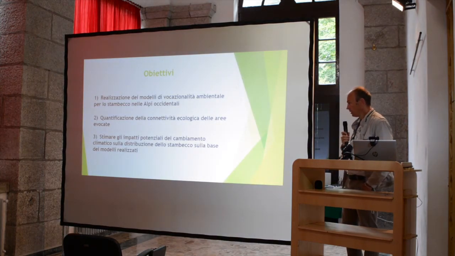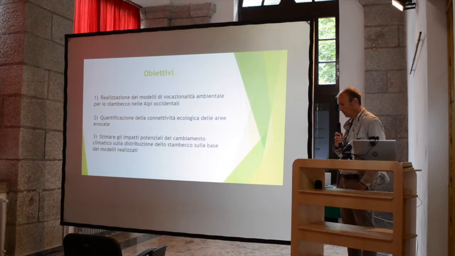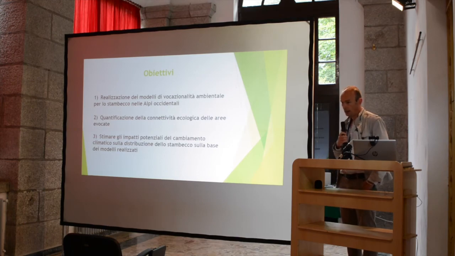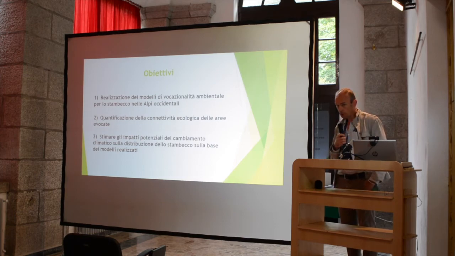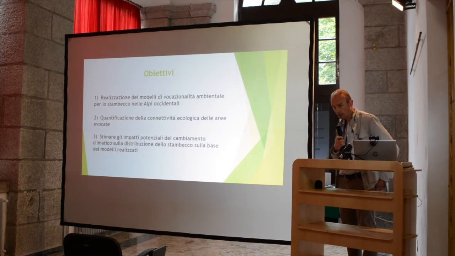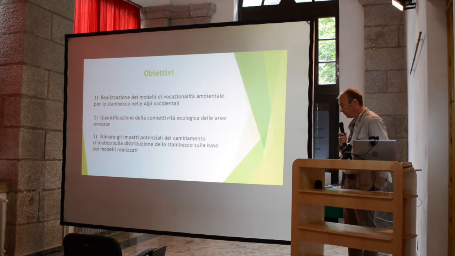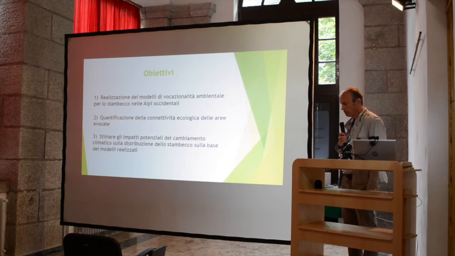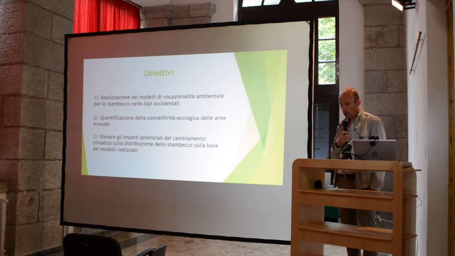So these are the three objectives of this part of the project. First, we're looking at developing these spatial models of habitat suitability. Then we're going to use those models to quantify the ecological connectivity of the habitat in our study area, which incidentally is basically the whole of the Western Italian Alps. And then we're also going to use that model to try and predict potential consequences of climate change for this species.